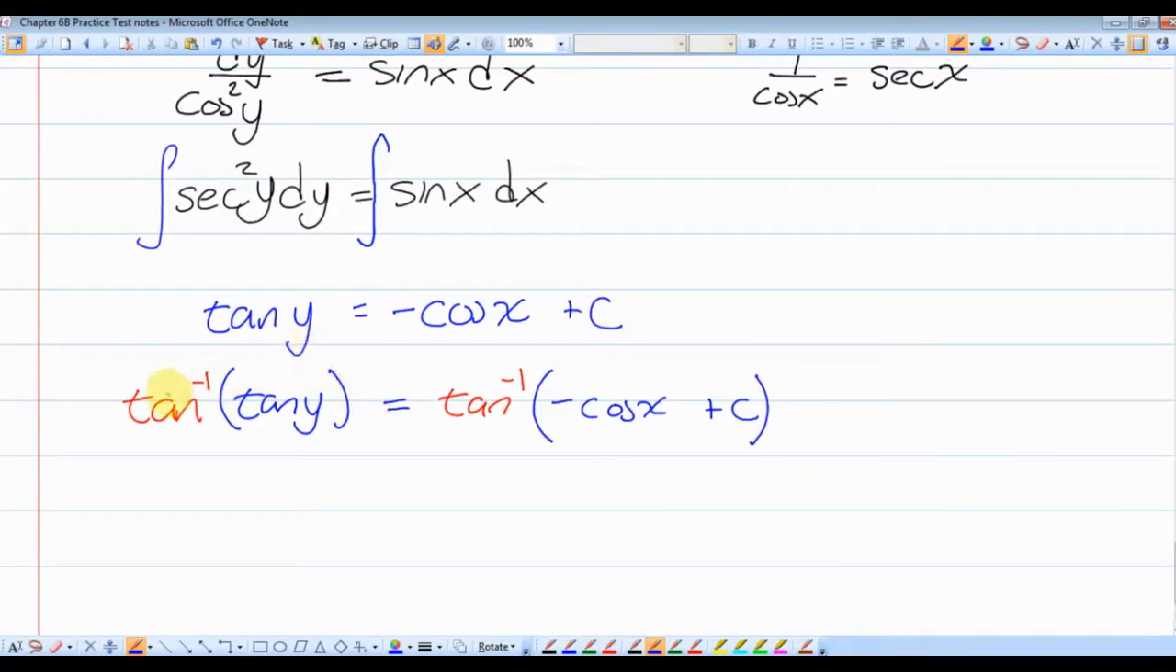Okay, the arctangent of the tangent of y is y. Tangent and arctangent by definition are inverse operations. And y is going to be equal to the inverse tangent of, well, it's probably nicer to see it as c minus cosine x. Notice that not all antiderivatives have a plus c at the end. The c ends up in surprising places depending on the complexity of the integral.